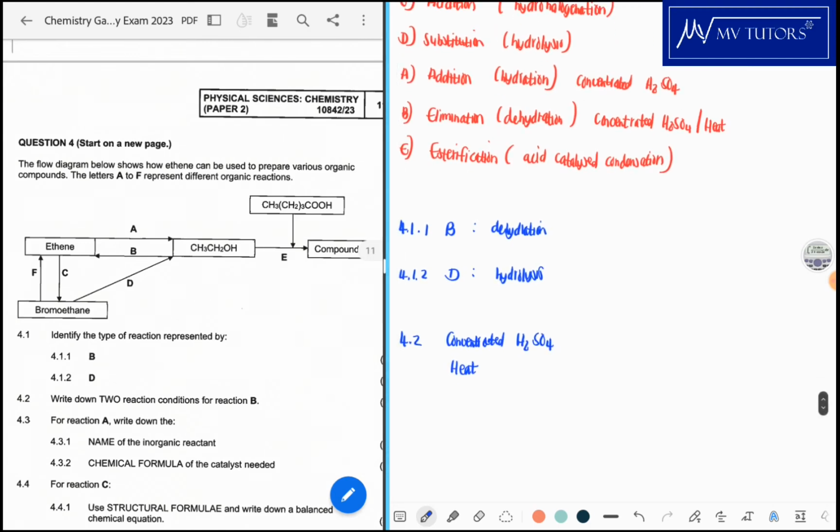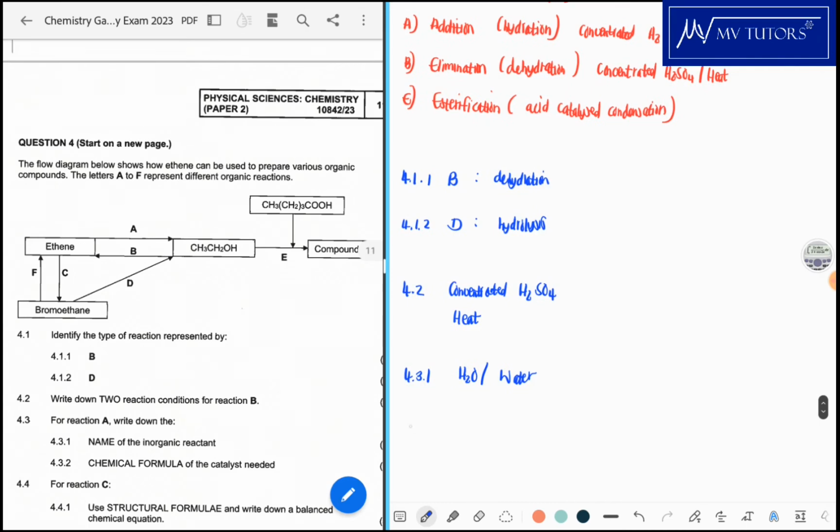All right, 4.3.1. For reaction A, okay, that's our addition reaction, the hydration. It says write down the name of the inorganic reactant. Okay, reaction A, addition, where we have hydration. Remember hydration, we have water there. So name the inorganic reactant. That's basically H2O, or you could have written it down, water.